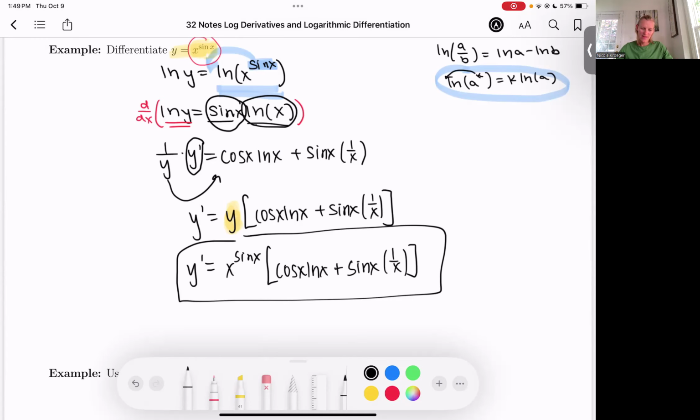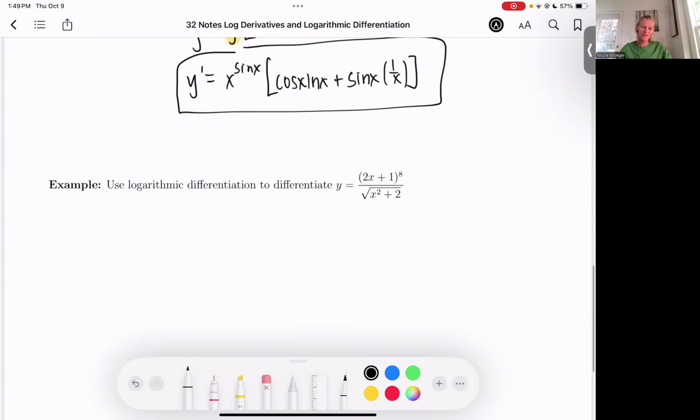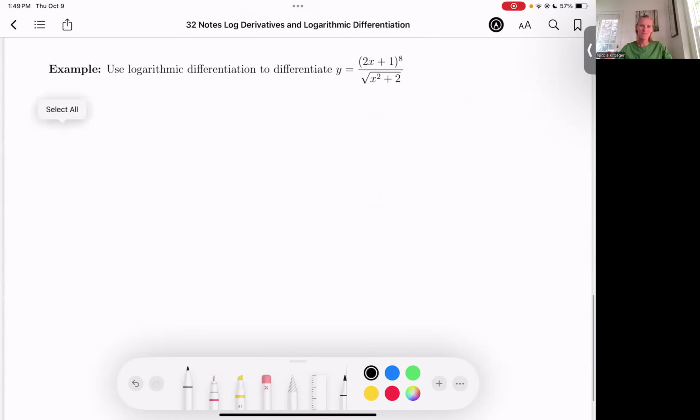So let's use logarithmic differentiation for this one. This is a problem that does not require logarithmic differentiation. The last problem required logarithmic differentiation because we didn't have any other ways to solve that problem. This problem, I could do a quotient rule and two chain rules to solve this one. So this problem we could solve without logarithmic differentiation.